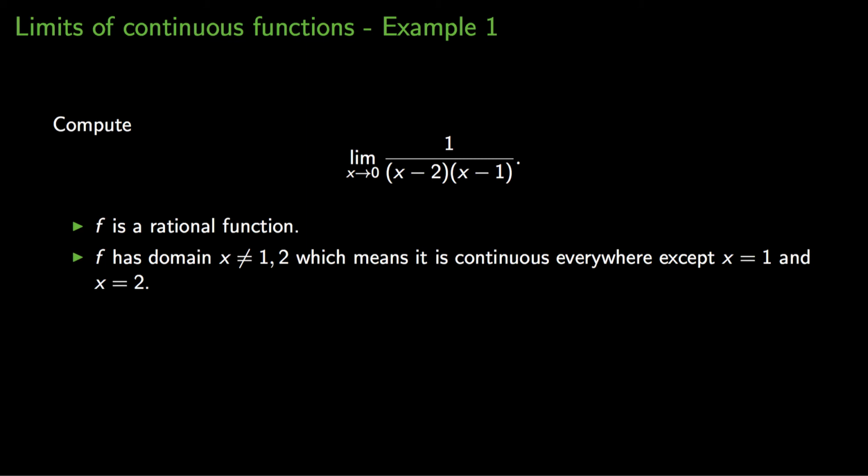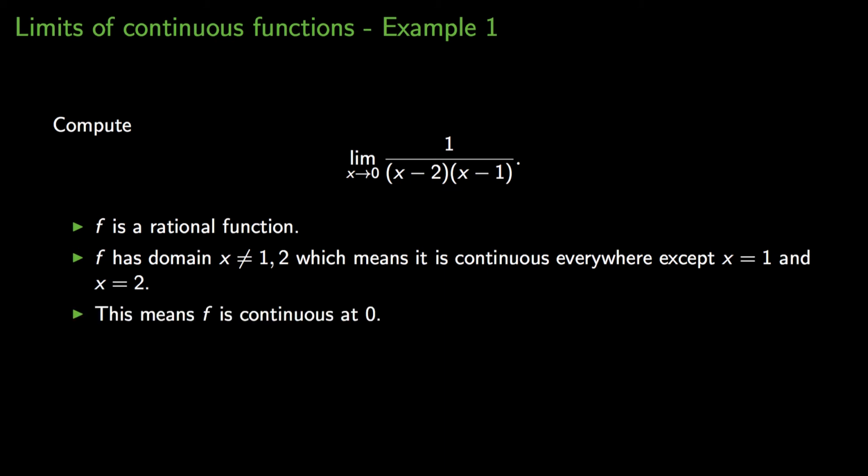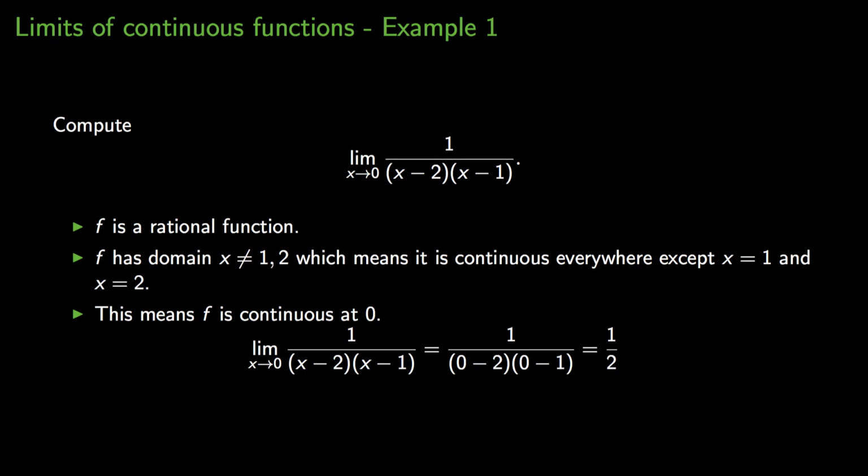I also can tell right away that its domain is all real numbers except 1 and 2. And this implies that this function is continuous everywhere except 1 and 2. And so this means for sure that f is continuous at 0. It's not continuous other places, but it is continuous at 0, and this means that the limit is easy to compute. You simply substitute 0 into the function, and you get 1 over 2.